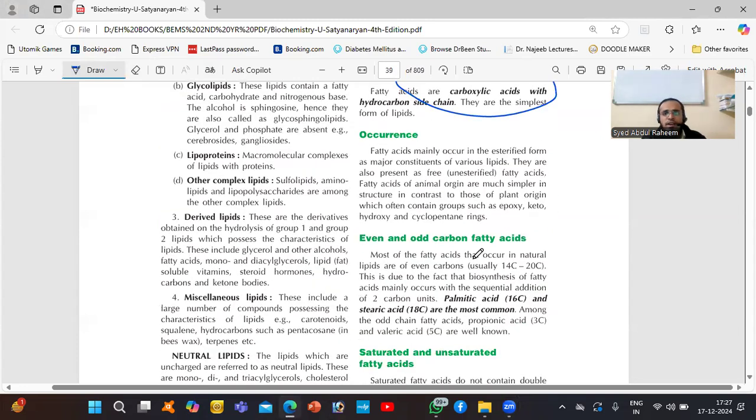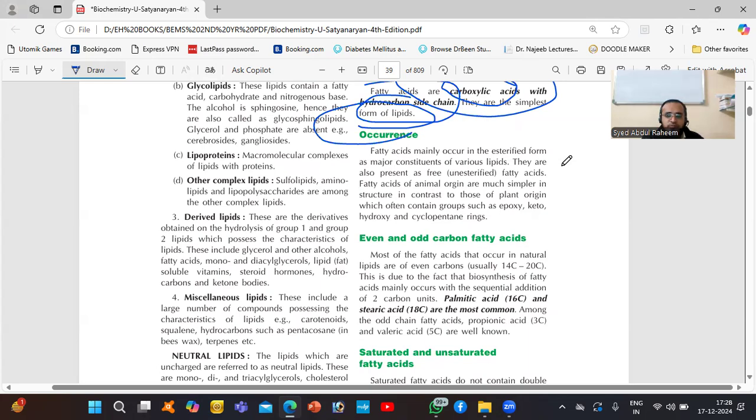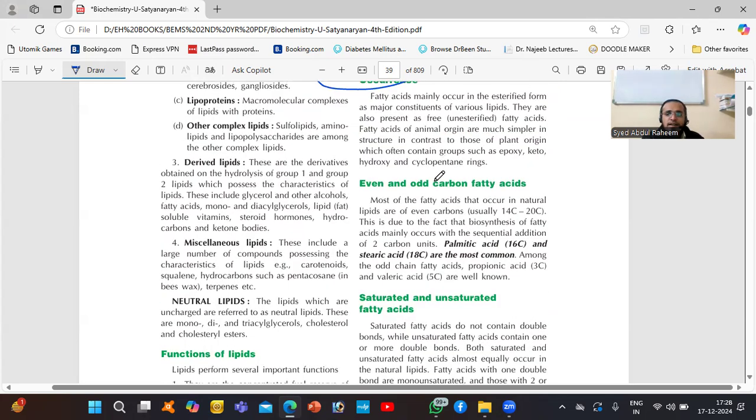What are fatty acids? Fatty acids are also a form of lipid. It is the simplest form of lipid. In that we have a carboxylic acid with a hydrocarbon side chain. This is the structure of fatty acids. We have both even and odd types of fatty acids.